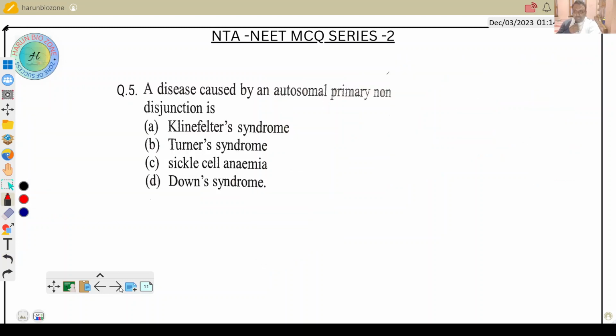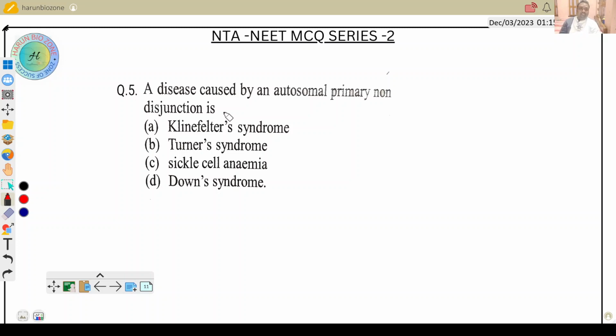Next question is: a disease caused by an autosomal primary non-disjunction is. So what is autosomal? In our body two types of chromosomes are present: autosomes and allosomes. Autosomes are 22 pairs present in our somatic cell, but in a germ cell, egg or sperm, only one sex chromosome is present along with autosomes. So autosomal means a disease caused by any of the 22 pairs of autosomes.